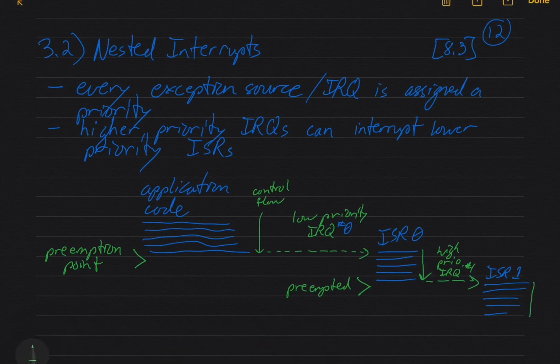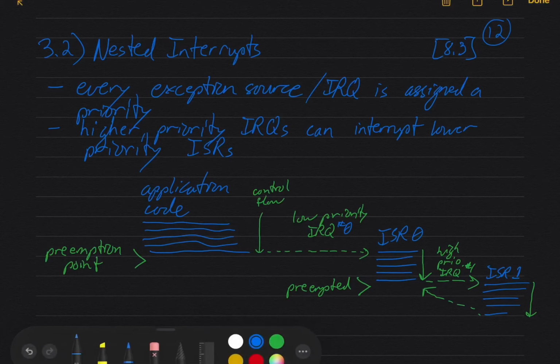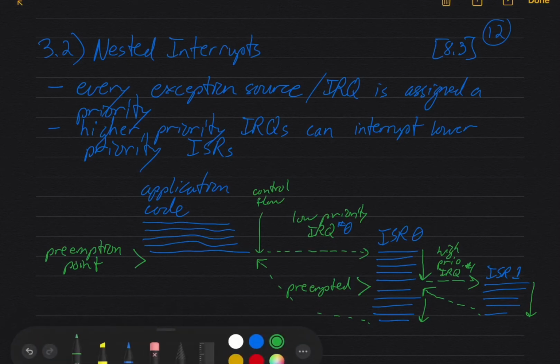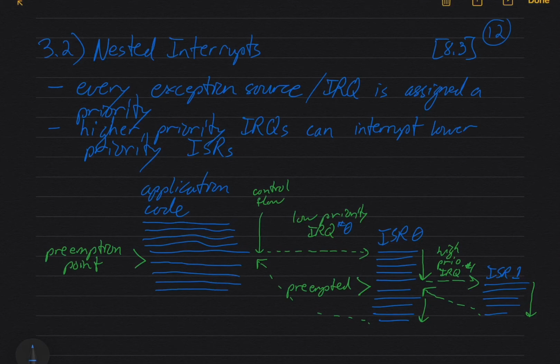So here's our control flow. When that returns, then we will come back to where ISR0 had been preempted. We'll resume it, and when we finish it, then we will go back up to this point where our main application was preempted and resume running it. So that's an example of one level of nesting.